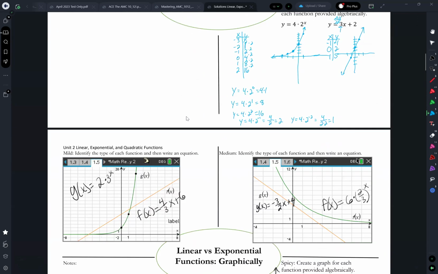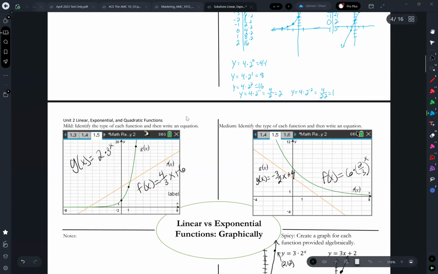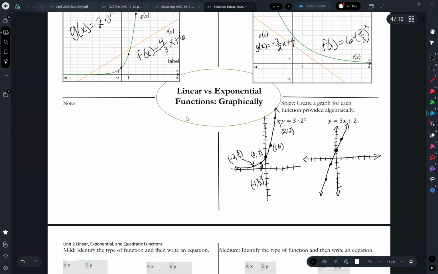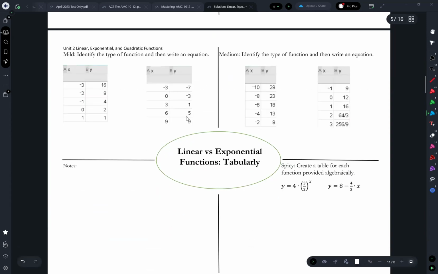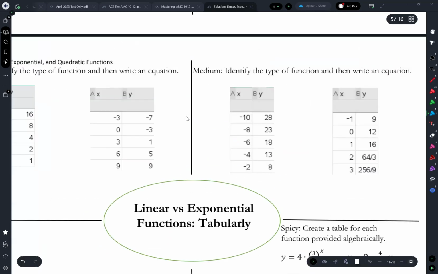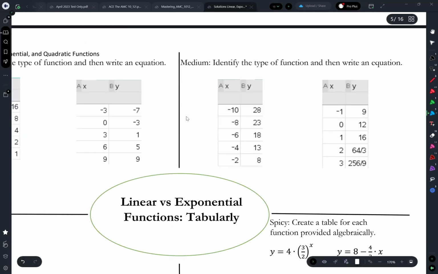Except apparently I changed that equation for the spicy, so my bad. I'll have to update that for next year's. Okay. Same thing, mild here, or going with medium.